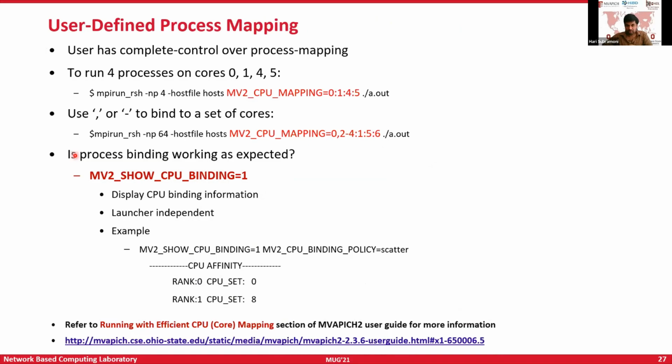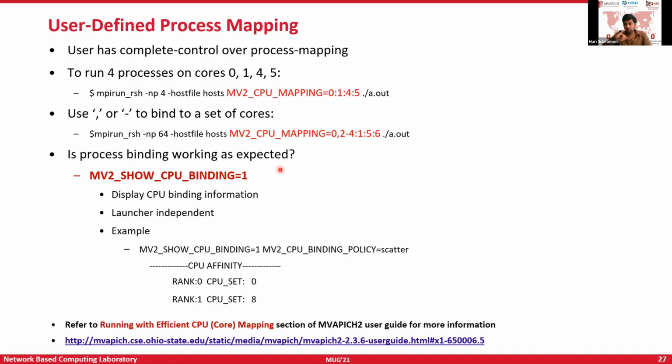Just like this one, we have a corresponding environment variable to show the network adapter each process is using, that is called MV2 show HCA binding, HCA as in host channel adapter. So that's also something that is very, very useful. So these would be some useful debugging tools to have in your toolkit the next time you are running into any performance issues with MVAPICH2.